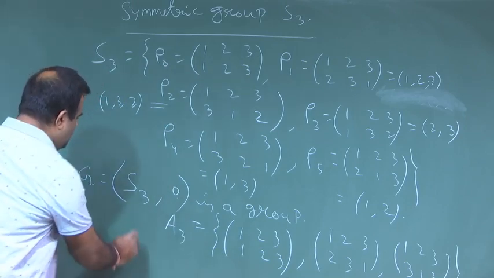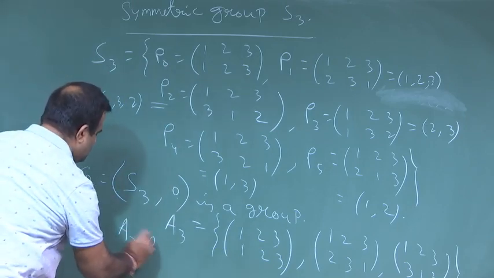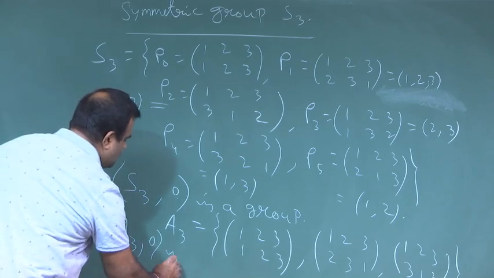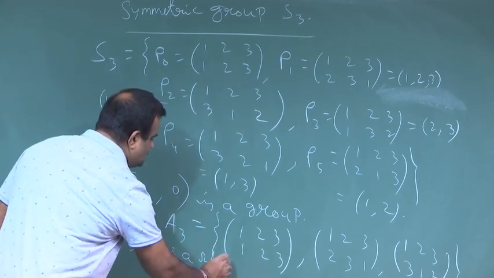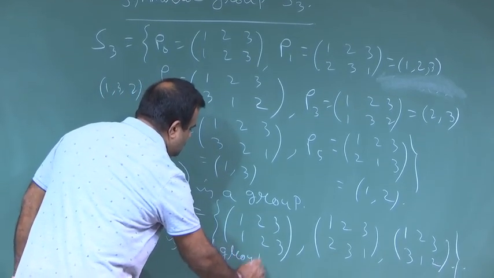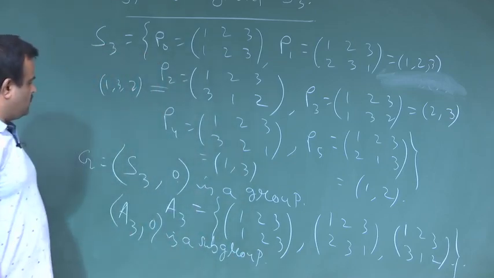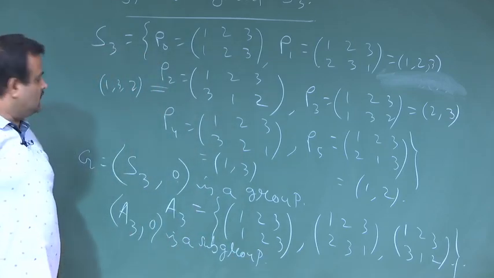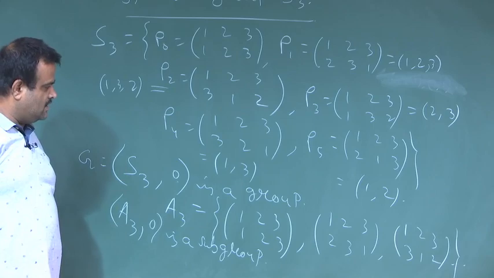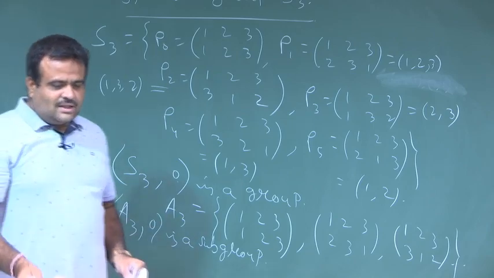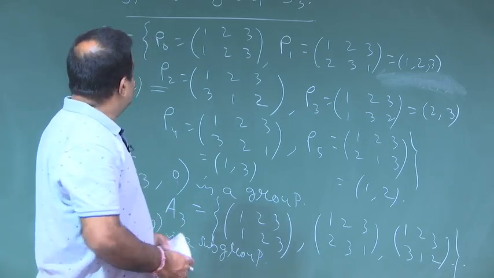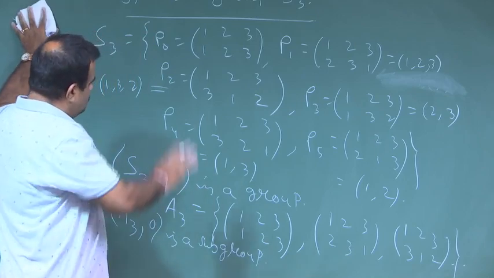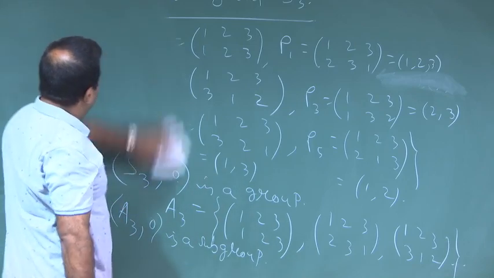So, this will be a subgroup of this. Because we can show again, this is a group. So, this is called a subgroup of this S 3. Okay, this is another example of a subgroup. Now, we will talk about some of the properties of this. So, we will come back to this again.